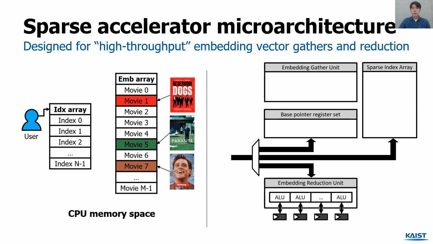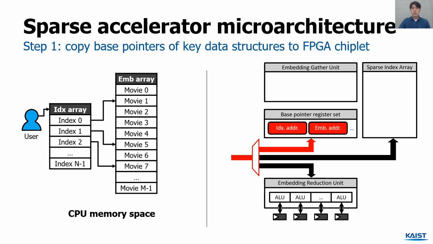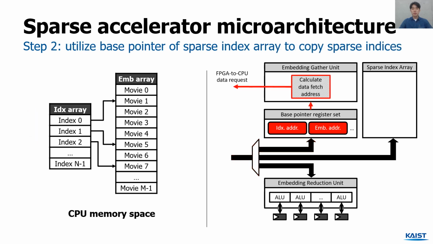As I just mentioned, the sparse accelerator is designed for high-throughput embedding vector gather and reduction. Both the embedding table and the sparse index array that contains the indices are themselves subject to gather operations. The sparse accelerator's operation starts by first copying the CPU-side base pointer address information of both the index array and the embedding tables to the FPGA chiplet. Once the base pointer information is available, the FPGA-side embedding gather unit is able to address where within the CPU memory address space the index array and embedding table are located.